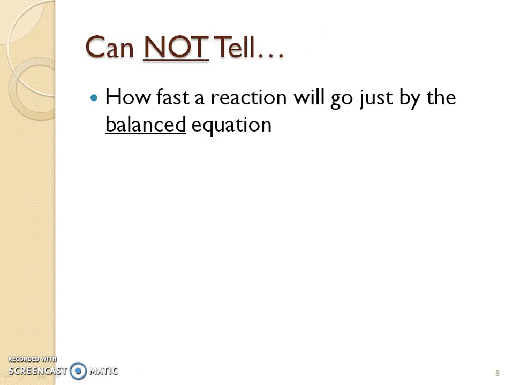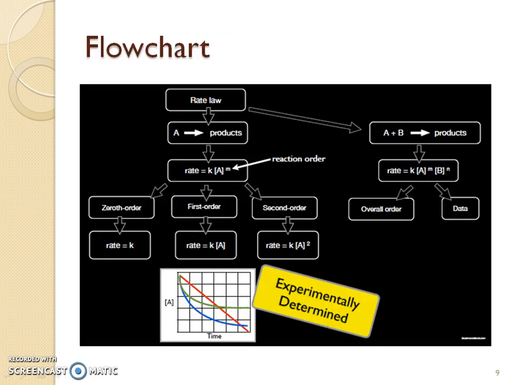So we need to understand that we cannot ever tell how fast a reaction is going to go by just the balanced stoichiometric equation. We have to do it experimentally. He actually gave us this nice flow chart, as he always does. And of course, this is what we're ultimately trying to figure out: what is our rate law expression?